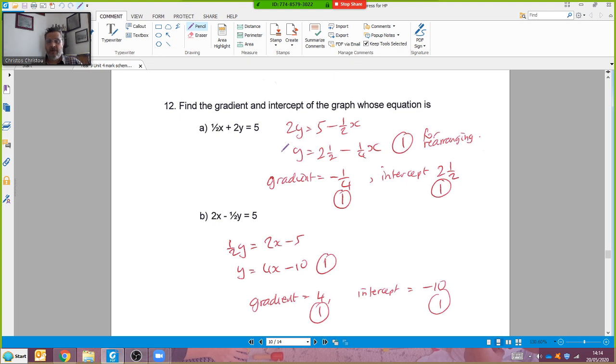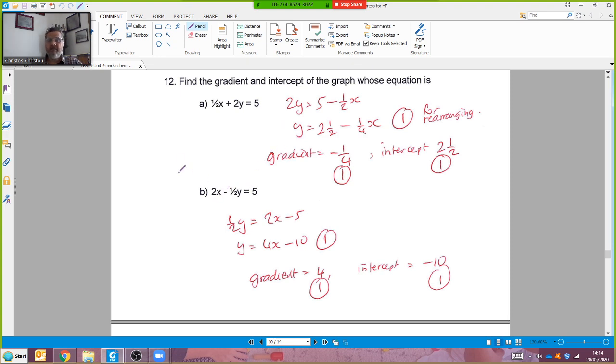Okay, for part B, we have 2x minus half of y is 5. Be very careful. You do not want negative half y. You want a proper positive half y. So the first thing I did was to take my minus y over and plus it. So if this was me, I'm going to say 2x is 5 plus half of y. And then I wrote it around the right way. Is that correct?